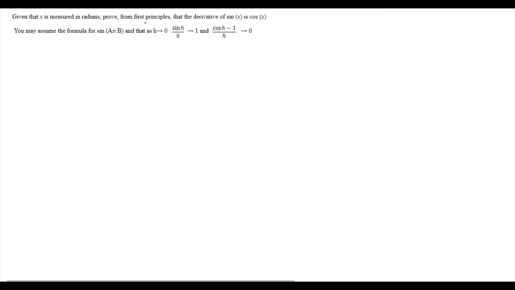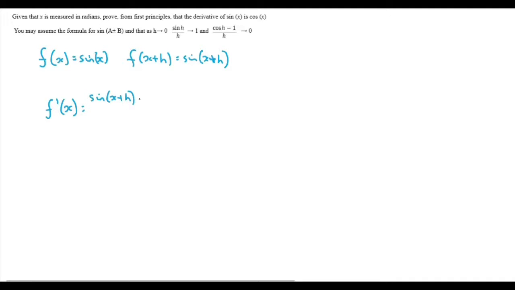The question confirms for us that we're going to be working with first principles, so we need to set up an f(x) and an f(x plus h). So f(x) is going to be that sine of x, and then your f of x plus h is going to be the sine of x plus h, again, all within the brackets of the function. As we put this into our formula, we'll end up with a derivative of f(x) being sine of x plus h minus the sine of x, all over h.